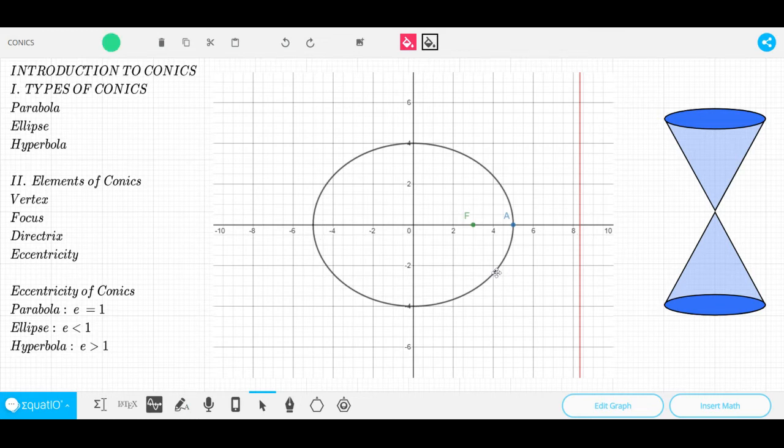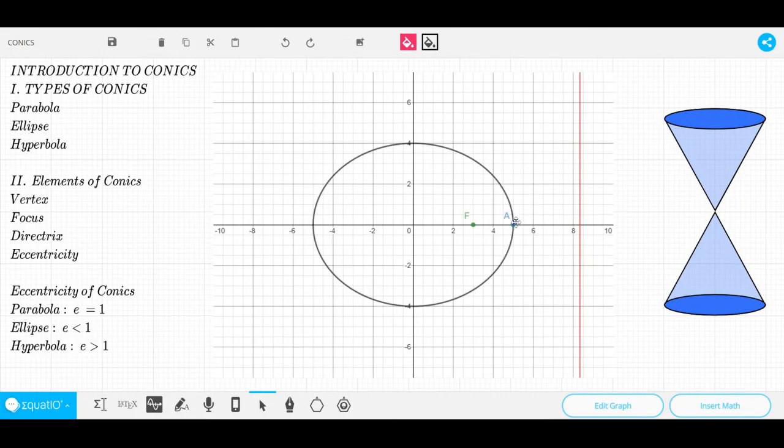Now again, let's take any point on the ellipse. I'll decide to take point A. Point A is one of the four vertices of the ellipse. We've got point A, which is a vertex. This point over here of coordinates 0, 4 is also a vertex. This point over here of coordinates minus 5, 0 is also a vertex, and then we've got 0, minus 4 also being a vertex, which means that the ellipse has 4 vertices.